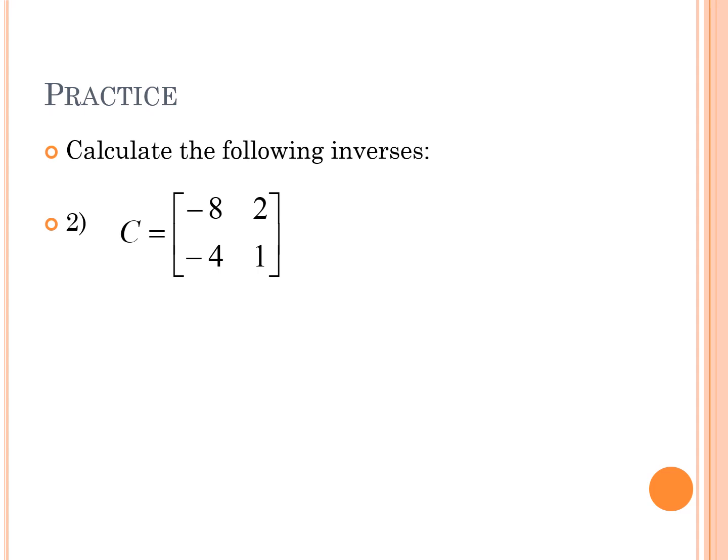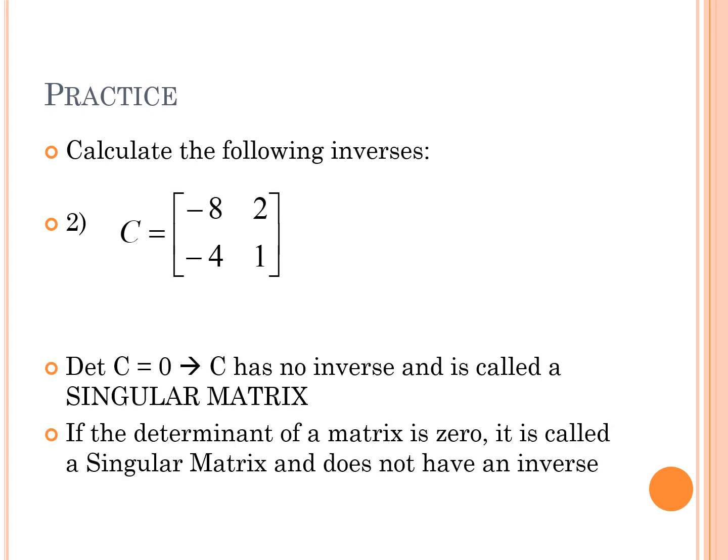Now for this one, something came up that was a little interesting when you were doing it. It's going to change what we have here. So the determinant was 0. This is called a singular matrix, which basically means there's nothing we can multiply this by that is going to give us the identity matrix. So it does not have an inverse. It's going to give you an error there.